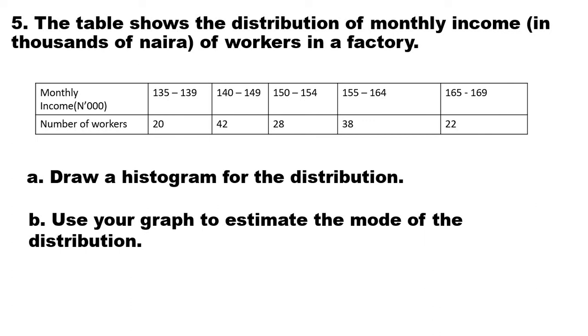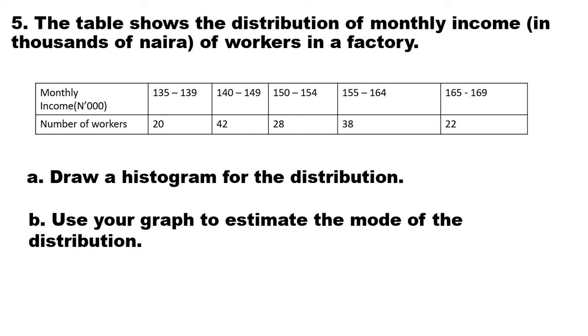Question number 5. In this question, we have a table that shows the distribution of monthly income, in thousands of naira, of workers in a factory. The problem is we should draw a histogram for this distribution and then use the histogram to find the mode of the distribution.